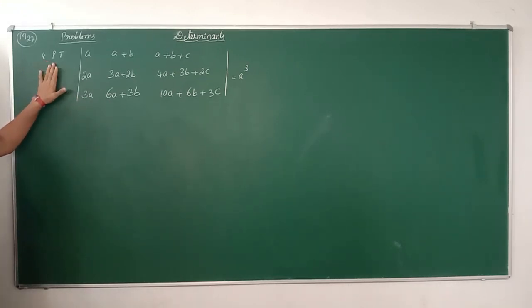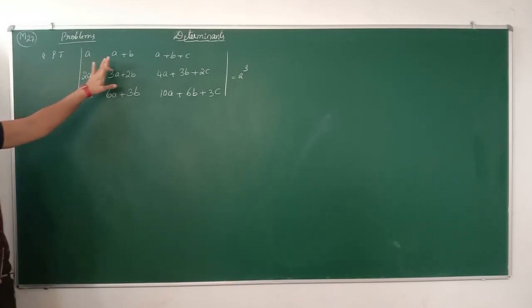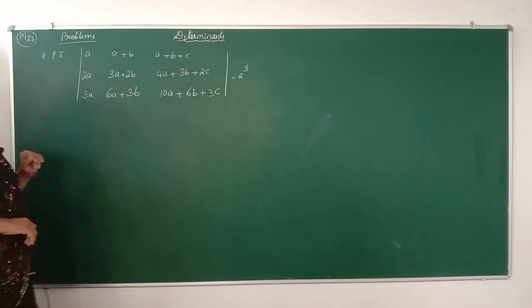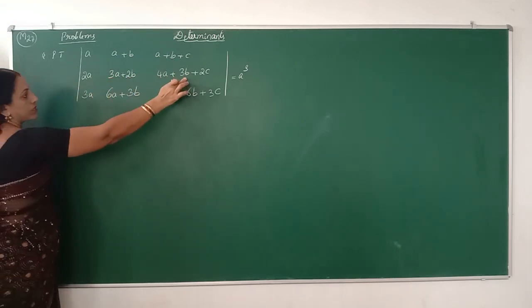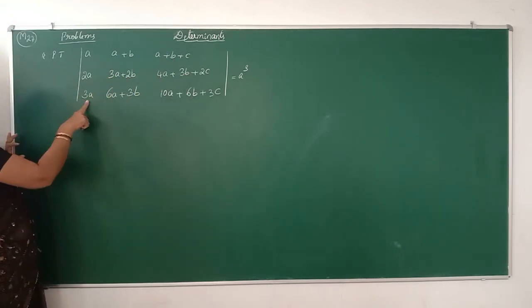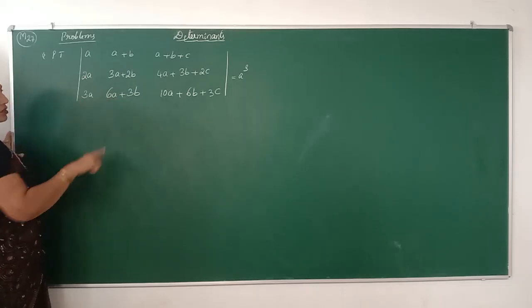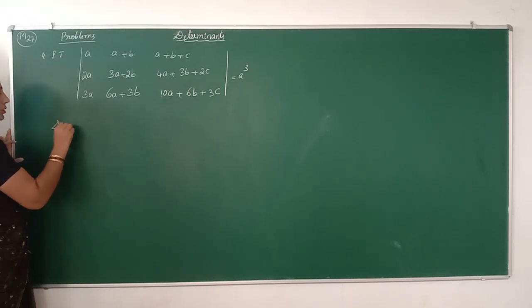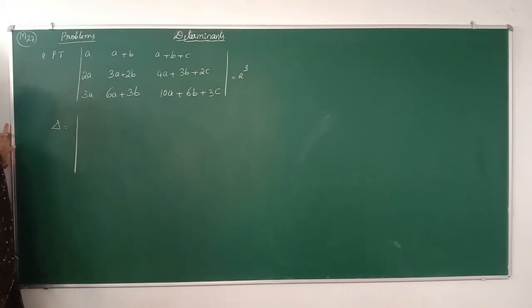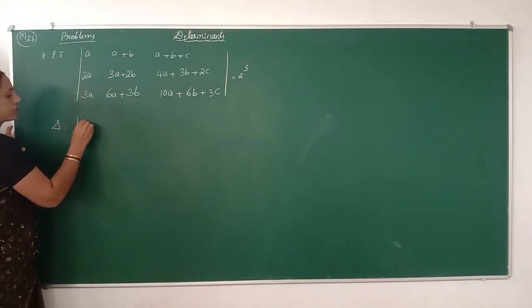So first we'll prove that the determinant of (a+b+c, 2a, 3a+2b, 4a+3b+2c, 3a, 6a+3b, 10a+6b+3c) will be equal to a cube. Now again, considering the values of the elements of delta.